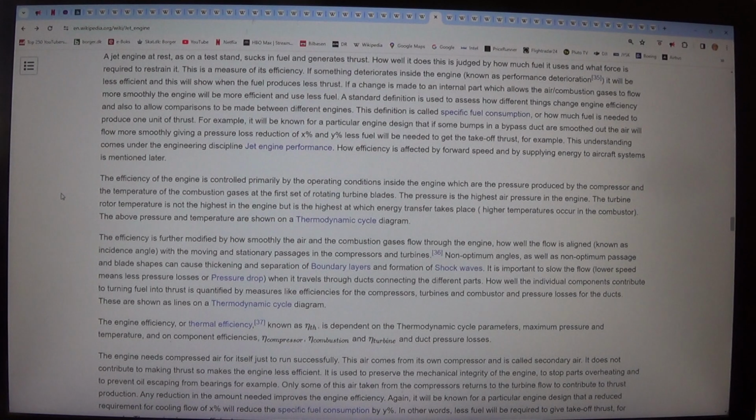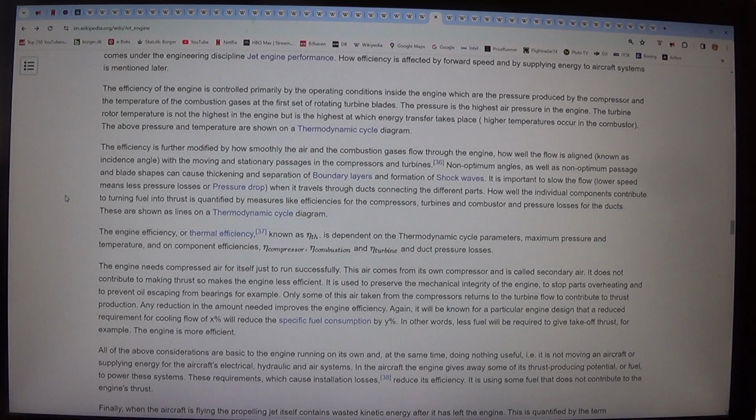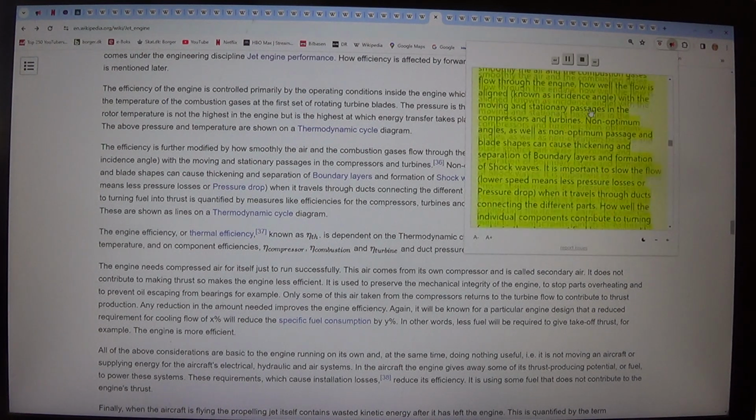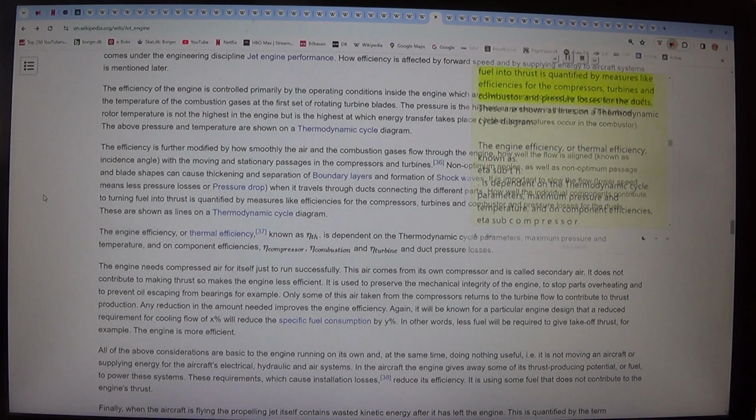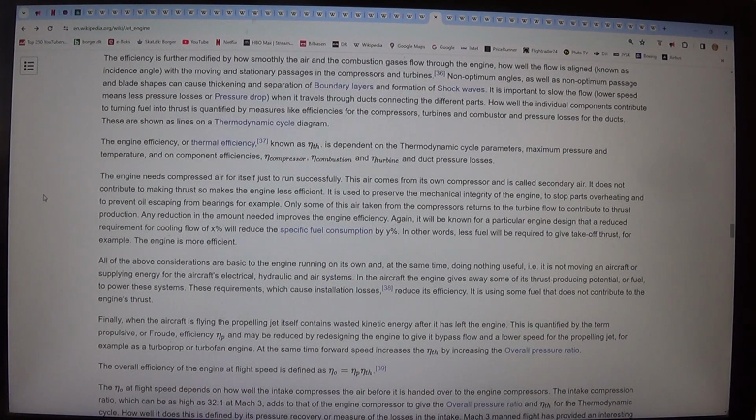The efficiency is further modified by how smoothly the air and the combustion gases flow through the engine, how well the flow is aligned, known as incidence angle, with the moving and stationary passages in the compressors and turbines. Non-optimum angles, as well as non-optimum passage and blade shapes, can cause thickening and separation of boundary layers and formation of shock waves. It is important to slow the flow. Lower speed means less pressure losses or pressure drop when it travels through ducts connecting the different parts.